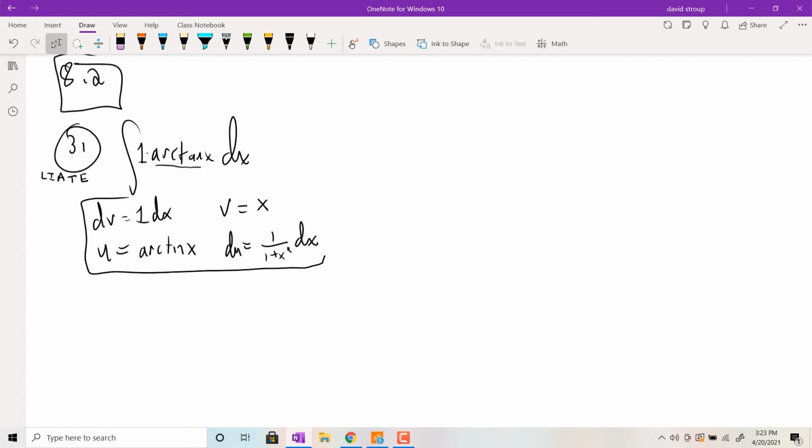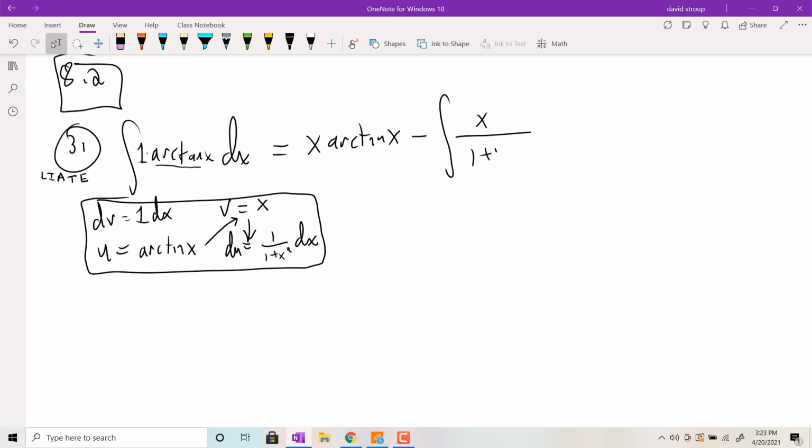Okay. If you want to use the tabular method to do these, that's fine. I'm just doing it this way. So it'll be u times v, so x arc tan x minus the integral of v du. So that's x over 1 plus x squared dx. Then, to get that second integral to work, I need a substitution. So let's do a z sub for the denominator, right?